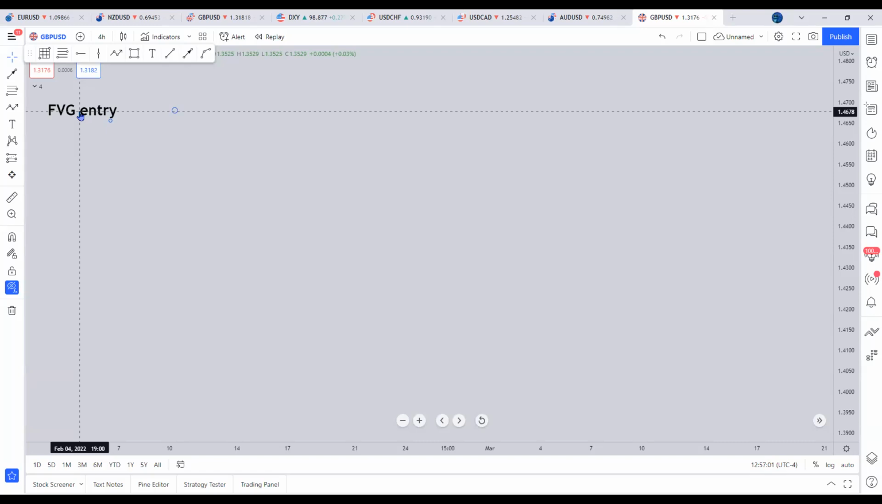So what I'm going to show you right now is the only time that I use a fair value gap as a type of entry, and it should help you get a better bearing for getting better entries. And let me show you guys what it is. I'm trying to find it.